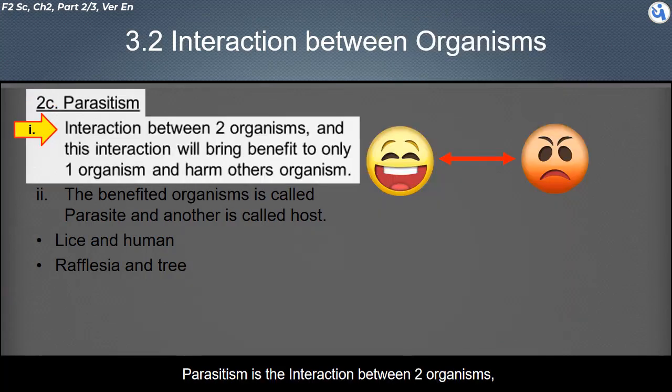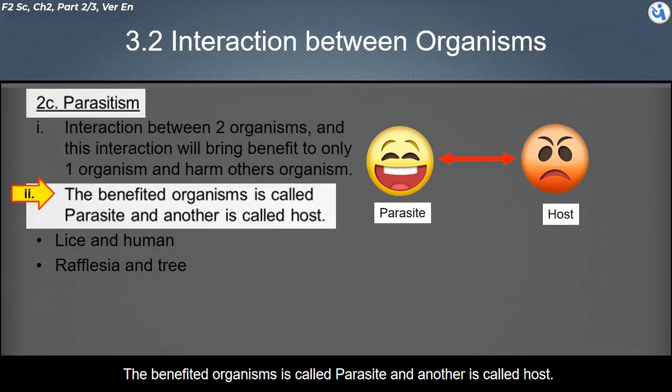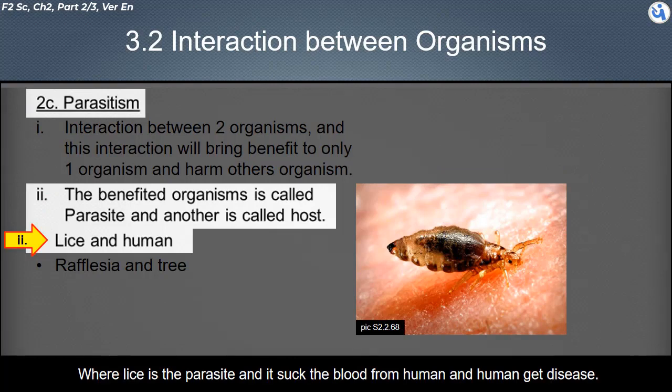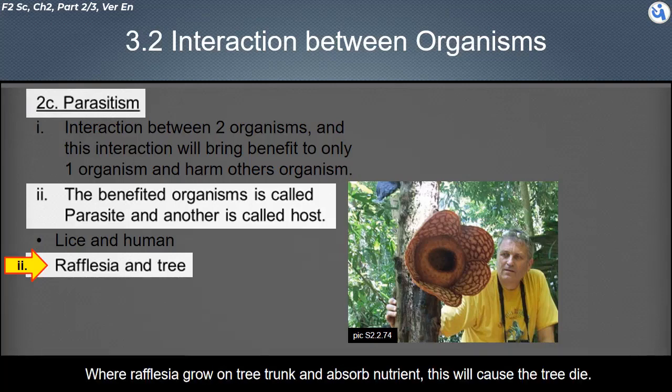The third type of symbiosis interaction is parasitism. Parasitism is the interaction between two organisms, and this interaction brings benefit to only one organism and harms the other organism. The benefited organism is called parasite, and the other is called host. For example, lice and human, where lice is the parasite, and it sucks blood from human, and human gets disease. Another example is rafflesia and trees. Rafflesia is the parasite, and tree is the host. Rafflesia grows on the tree trunk and absorbs nutrients, which will cause the tree to die.